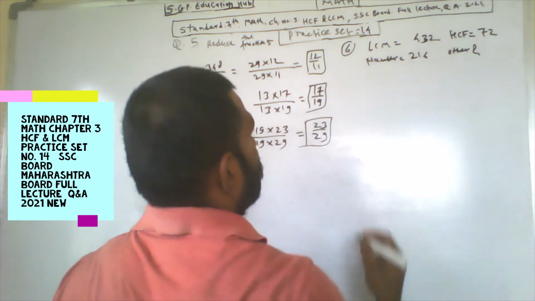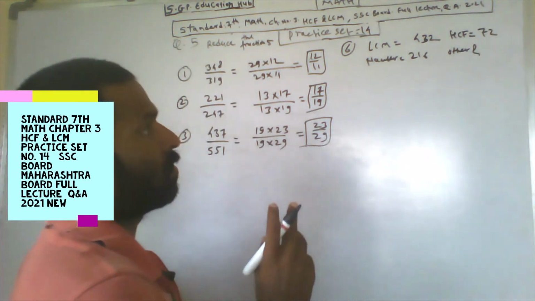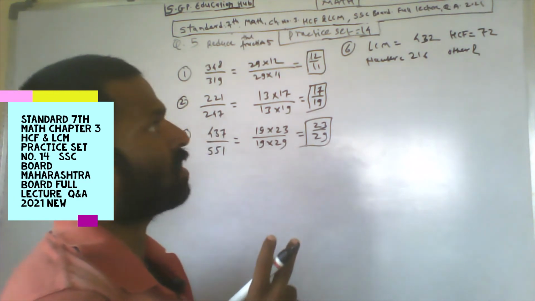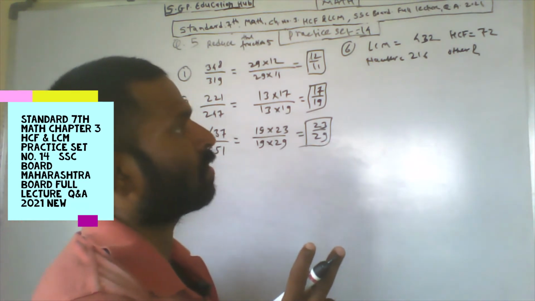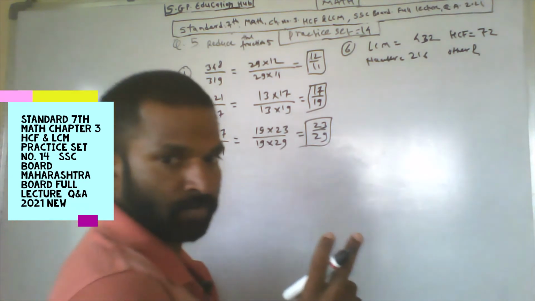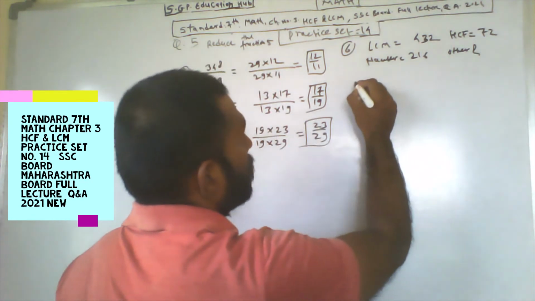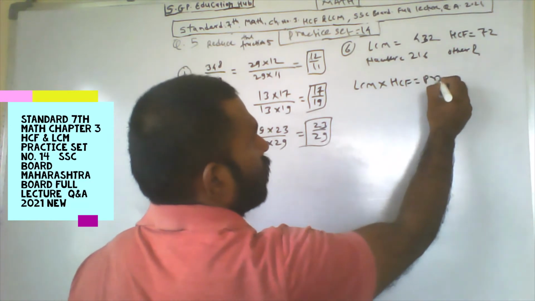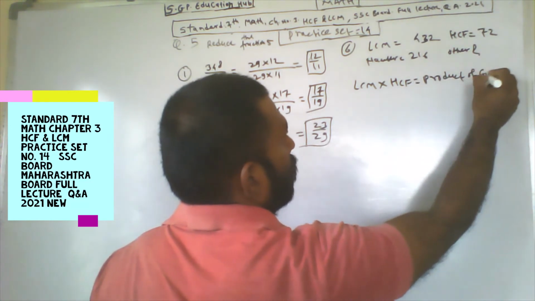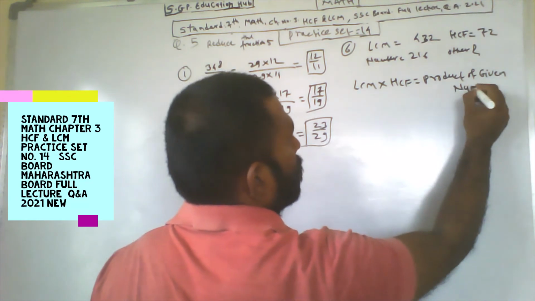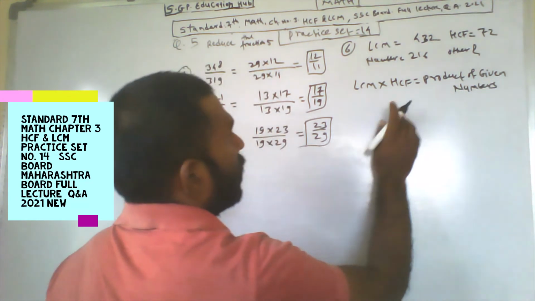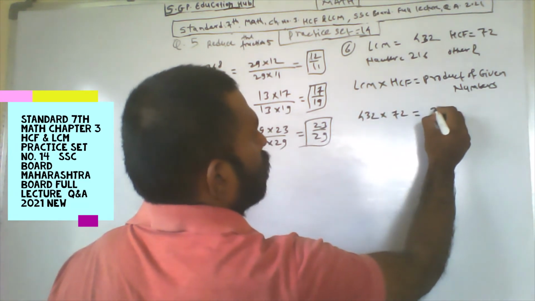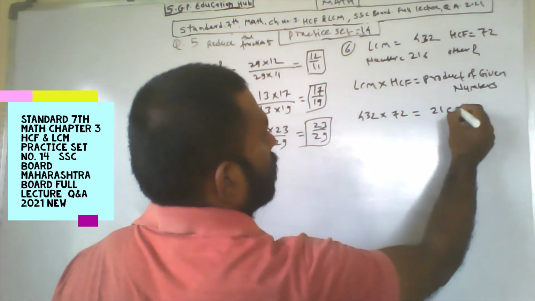Okay, the formula. There are two numbers, one is 216, and their LCM is 432 and HCF is 72. Find the other number. Now our formula is LCM into HCF equal to the product of the given numbers. So 432 into 72 equal to 216 into the other number.